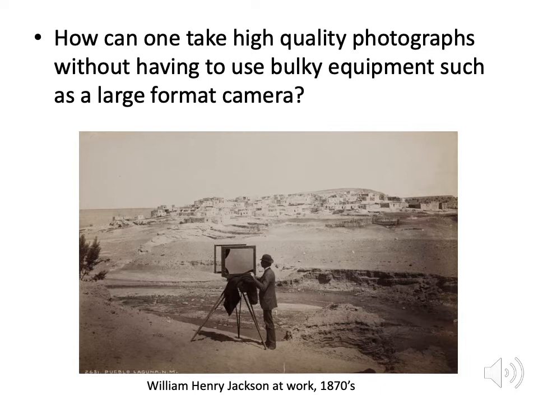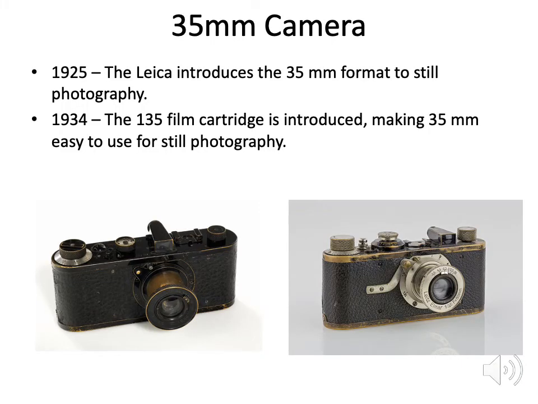But how can somebody take high quality photographs without having to use that equipment, that large camera? Because the Brownie cameras, those smaller types of cameras, you can get decent images, but they weren't of the best quality. So now we're going to touch base on getting towards the present day, a 35mm camera.